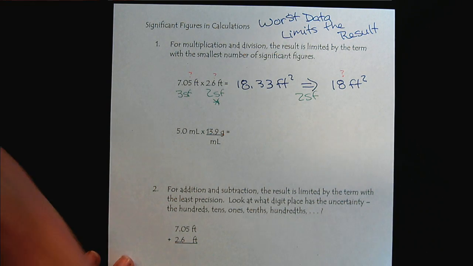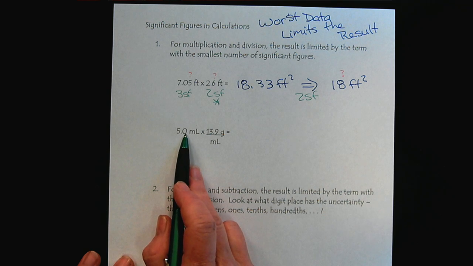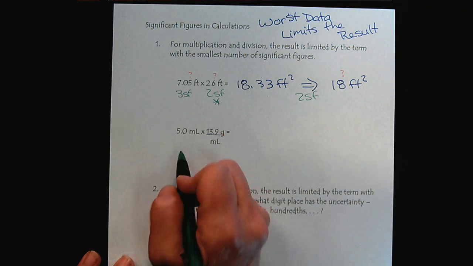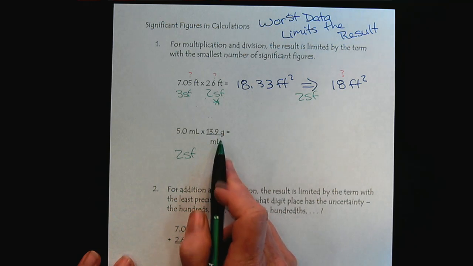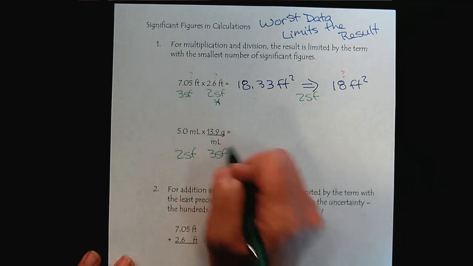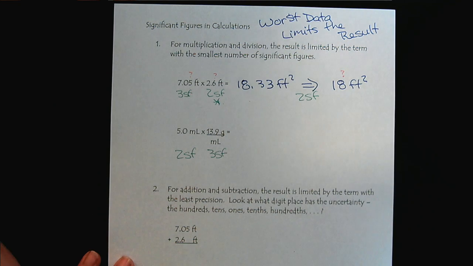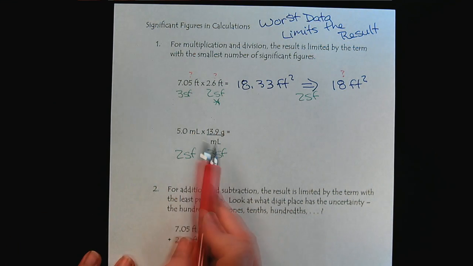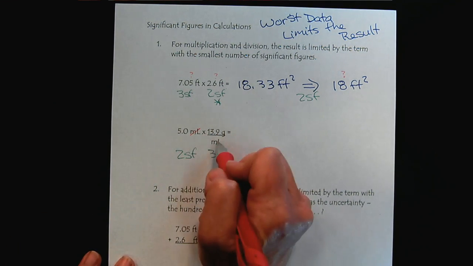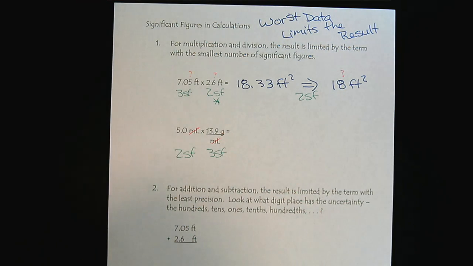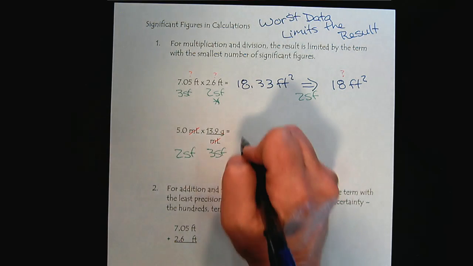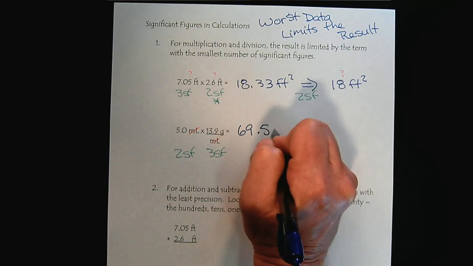For this next example, 5.0, we have a trailing 0 with a decimal. So that's 2 sig figs. And here we have 3 non-zero digits, 3 sig figs. And in this one, we see that we have milliliters on the top and milliliters on the bottom, so we have some units canceling in our calculation. So we're left with grams. If we punch this data into our calculator, the calculator tells us that we would get 69.5 grams.